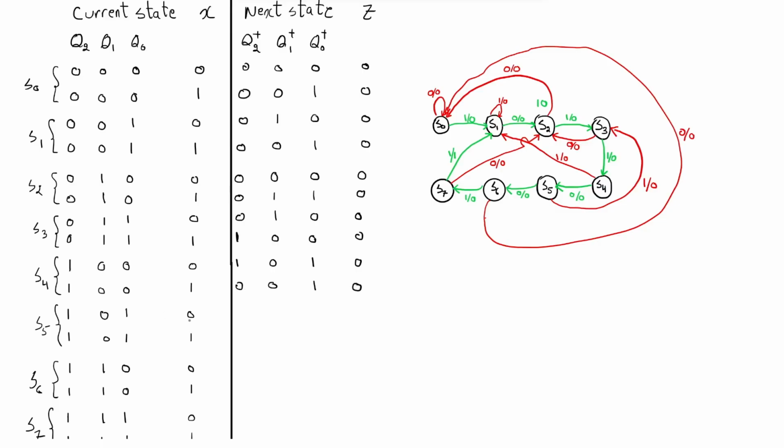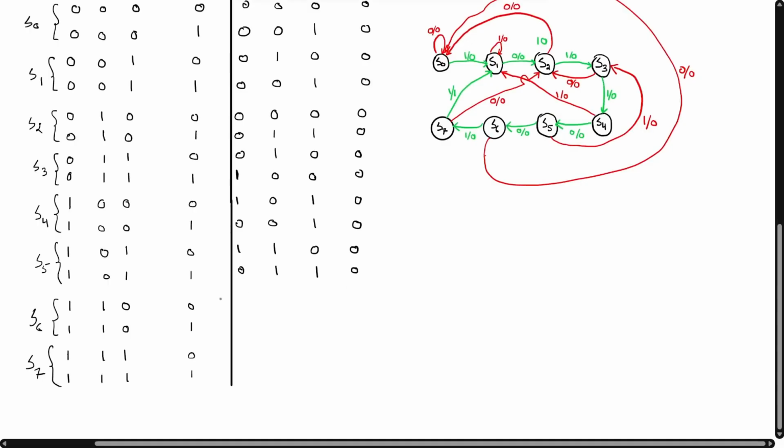If we are at S5 and we enter 0, we go to S6. S6 is 1, 1, 0, and the output is 0. At S5 we enter 1, we go back to S3. S3 is 0, 1, 1. The output is 0. So you know how to fill the rest.